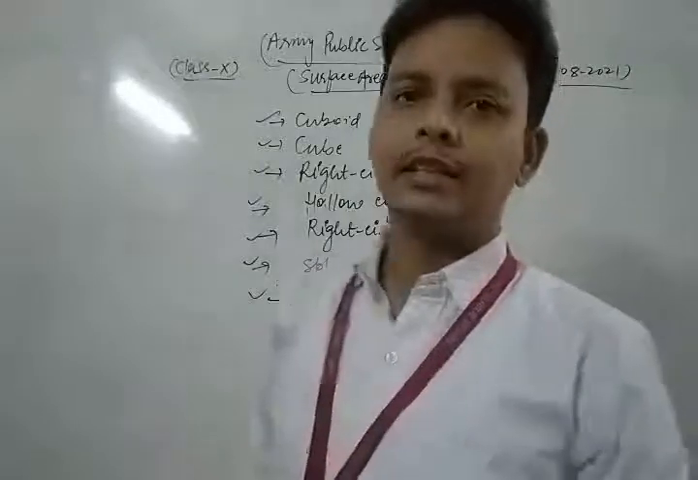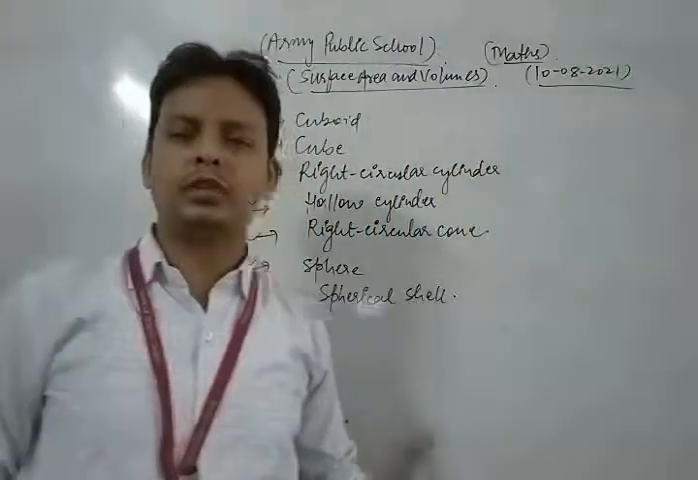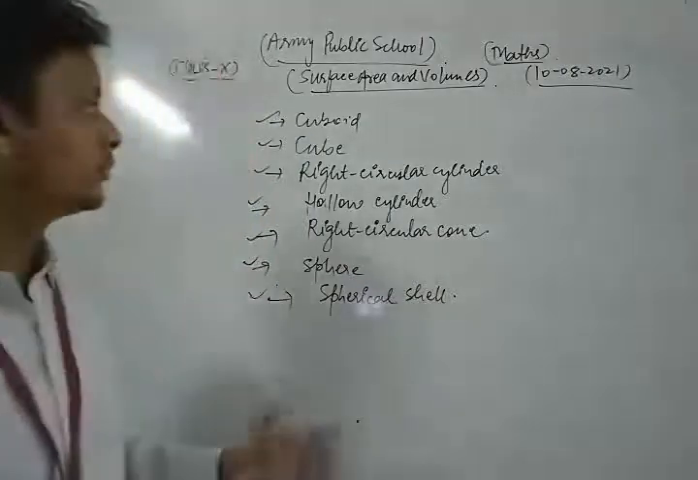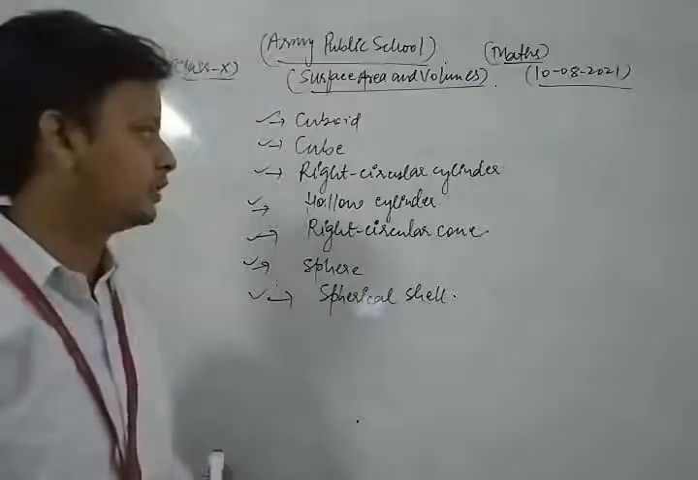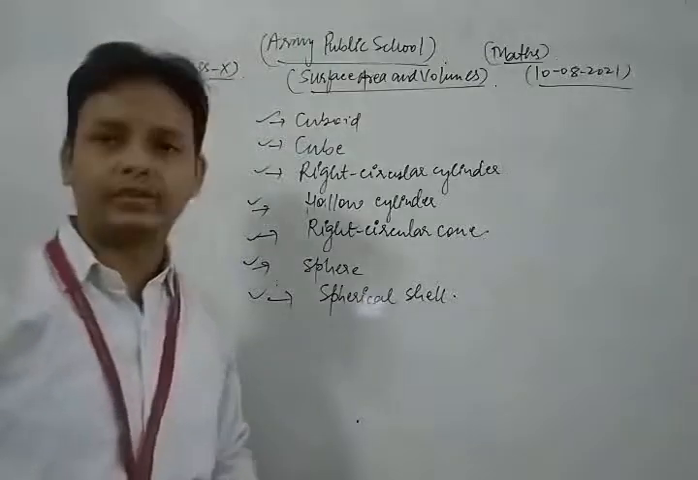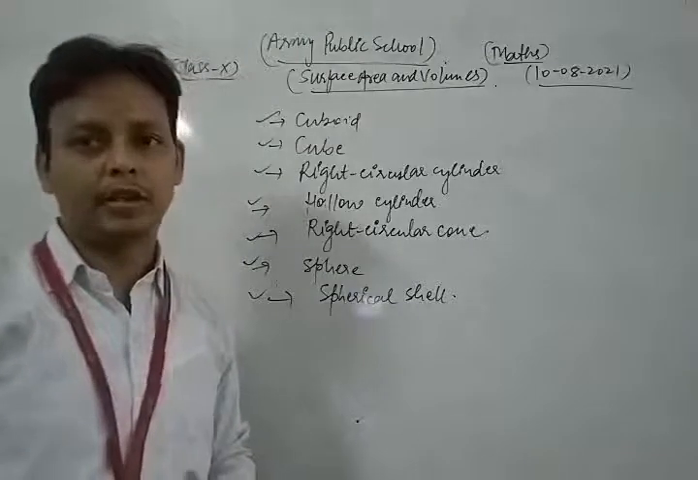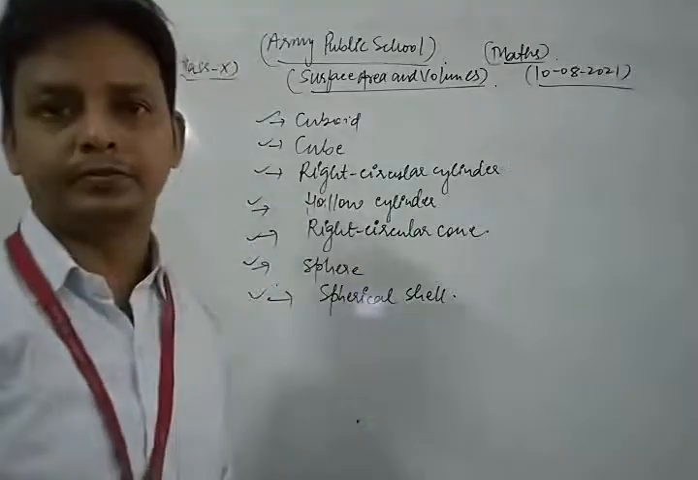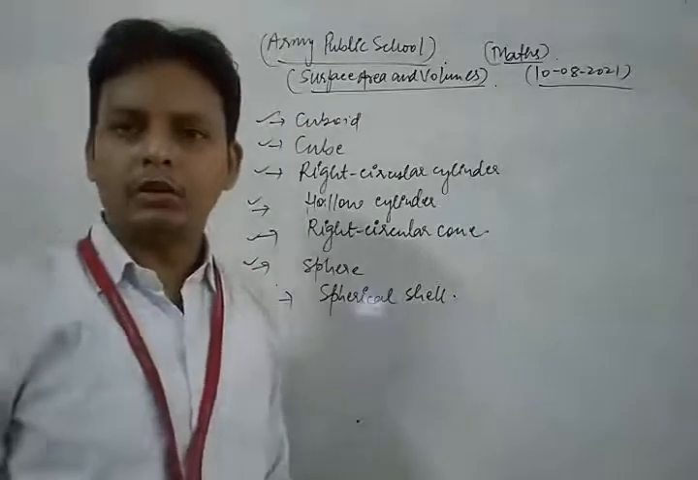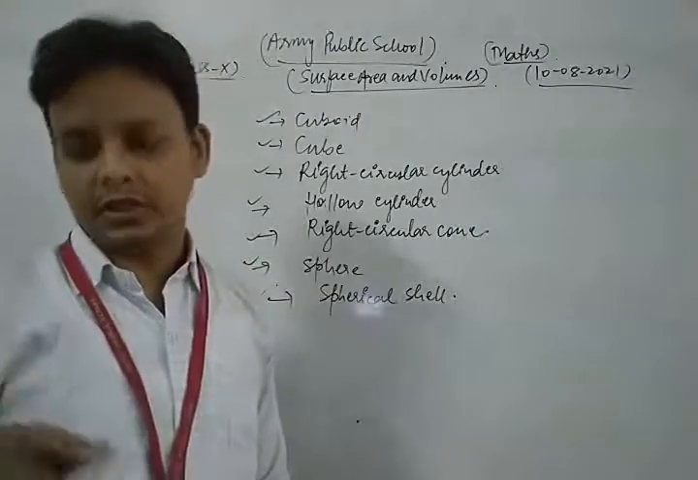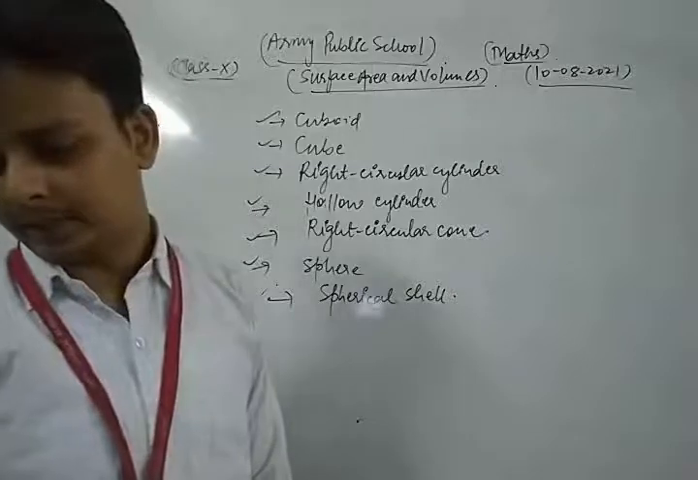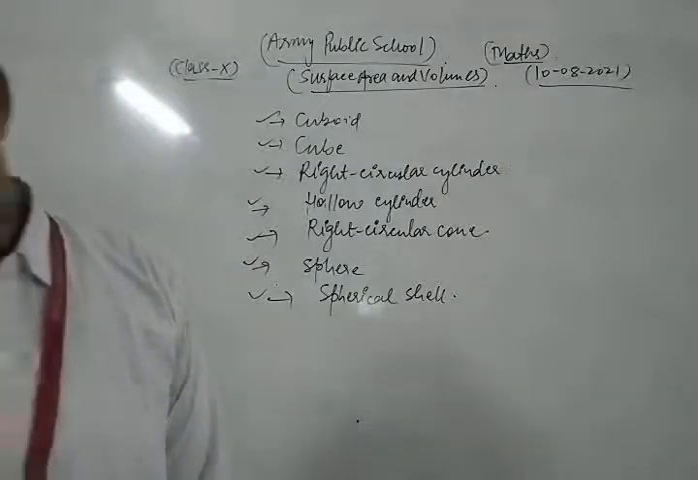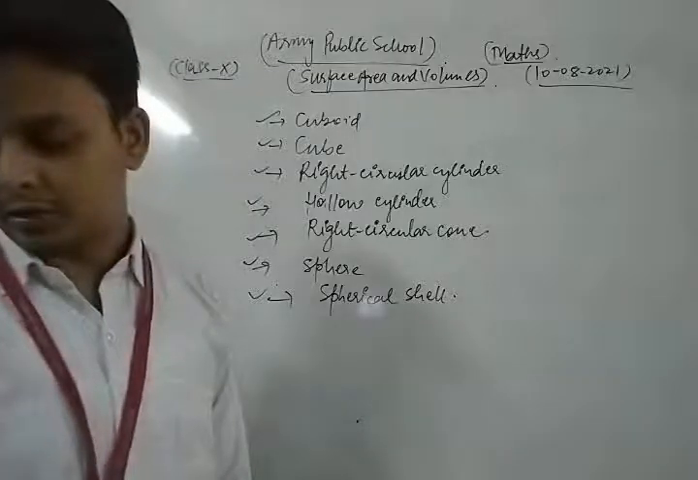You already learned in the previous class about all these shapes of solids like cuboid, cube, right circular cone, right circular cylinder, sphere, and spherical shell. Now, first of all, we discuss the formula of each and every solid. After that, we solve some important questions based on all these topics.